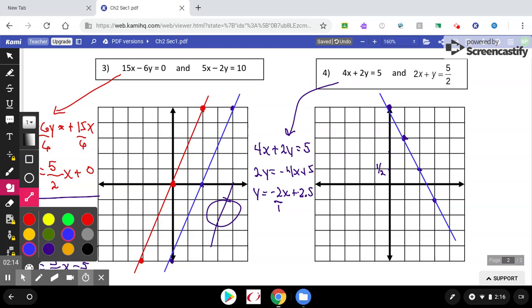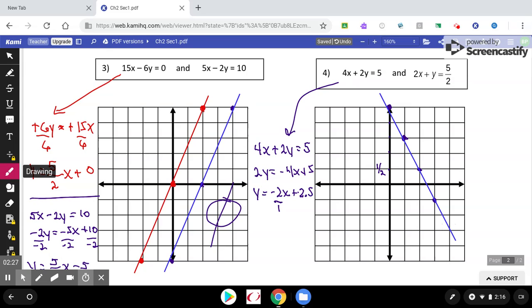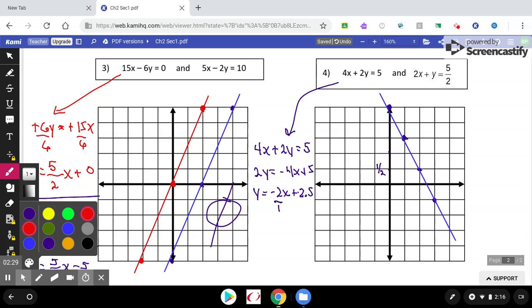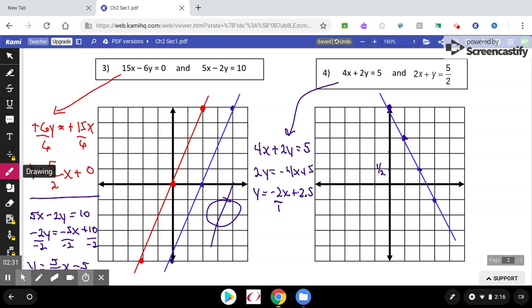And again, if you watched that first video, I was harping on the people that made this Screencastify app. It doesn't put arrows on the ends of its lines, even though it indicates it here in the drawing. But please, if you are doing it, put some arrows.